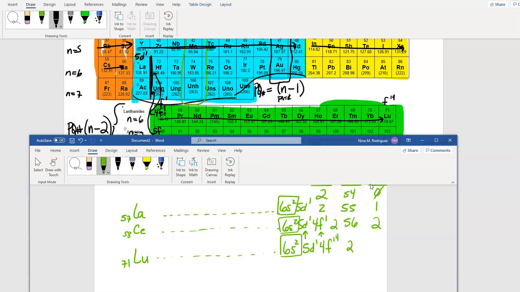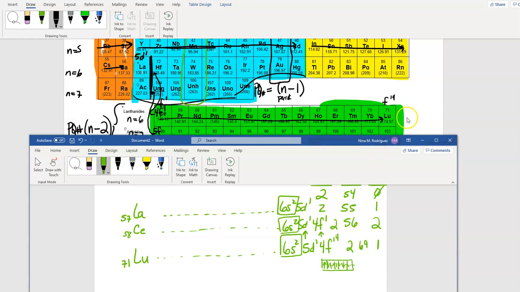How many core? You have 69 core. And how many are unpaired? Well, that one's paired. I got all 14 paired up because remember the F block? They have 7 boxes. 1, 2, 3, 4, 5, 6, 7. And you fill it all up. It's all filled up. But how many are unpaired? That's the only orbital that's unpaired. So 1.